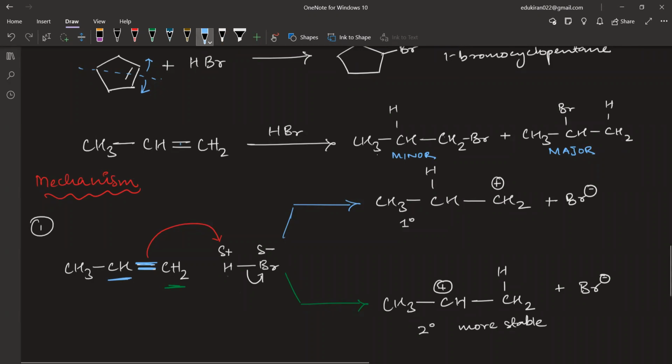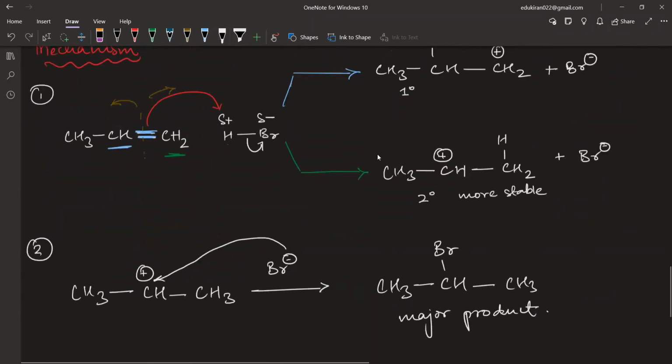So whenever we have an unsymmetrical alkene, that means we have a different number of carbon atoms on the right and left of the double bond, and we have an unsymmetrical reagent, that means there is a positive charge and a negative charge in the reagent, then the negative part of the reagent, that means the Br negative, is getting added on which carbon? The doubly bonded carbon atom which is having a lesser number of hydrogen atoms. And this is known as Markovnikov's rule.